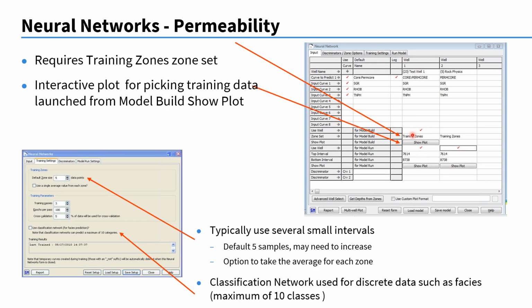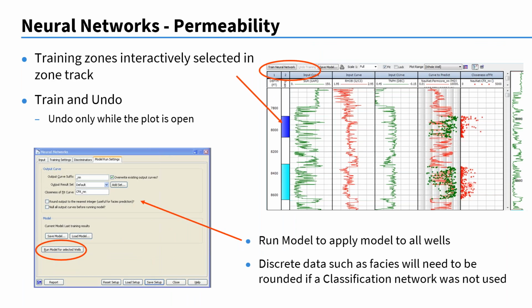You could do it interactively from the plot directly, and there are some parameters that you could tweak in the training settings. So when you look at the plot, you could interactively create those training zones. Notice that for this one, we have created the zones to capture the data that is coming from the core data, in this interval here on the top and this interval here on the bottom. And once you pick your zones, you could then train the neural network, and it will give you a comparison track showing how the core permeability looks and the predicted permeability, which is the red curve that you see in there.